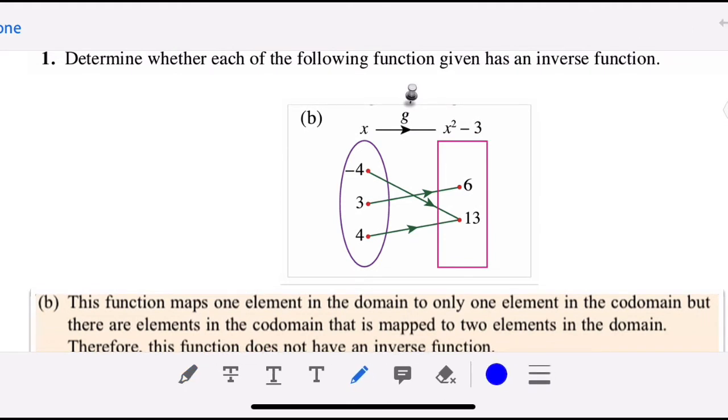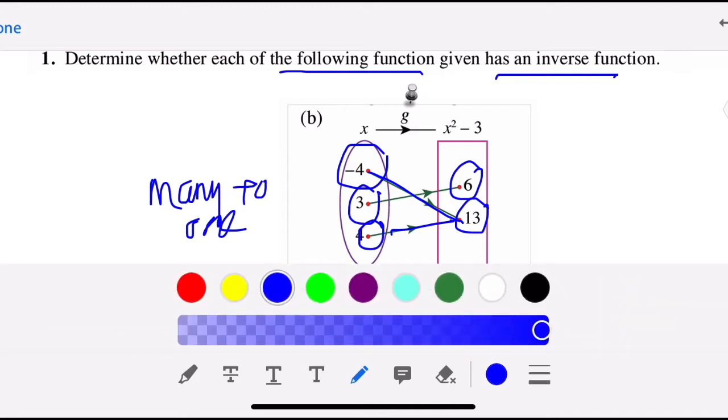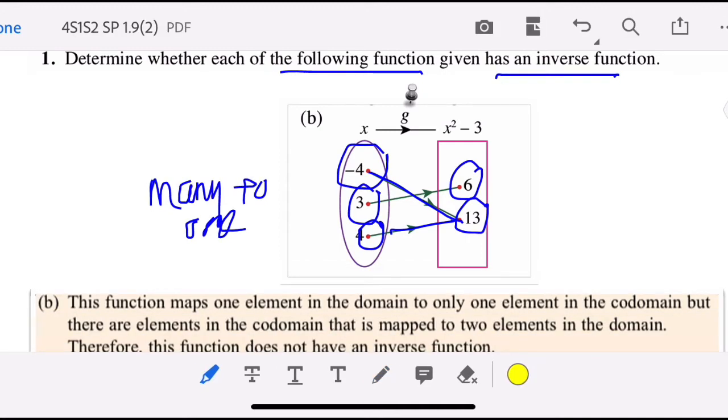So again, we want to determine the function has an inverse or not. So we study negative 4 image is 13, alright, and then 3 image 6, and 4 is 13. That means we are having many to one, okay, many to one relation. So if we inverse back, it seems like we are having one to many for the inverse, right? So the function does not have an inverse function, right? So how to explain your answer?